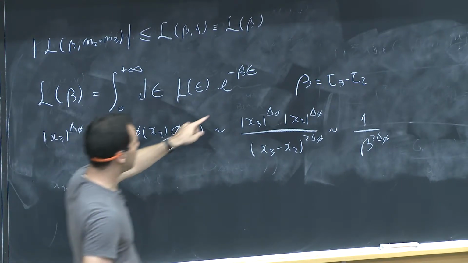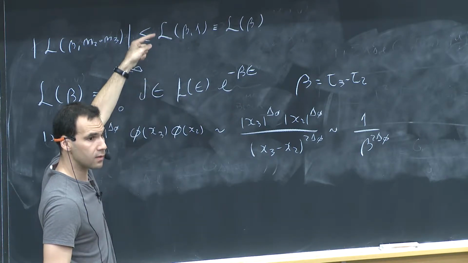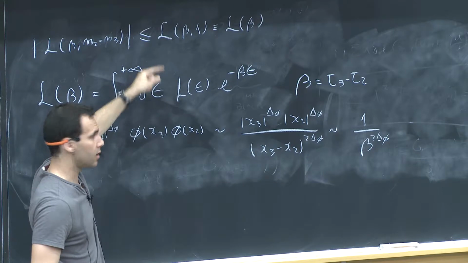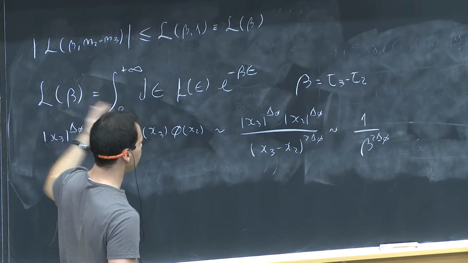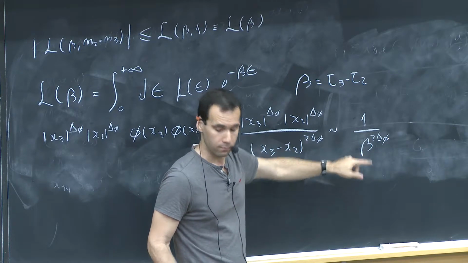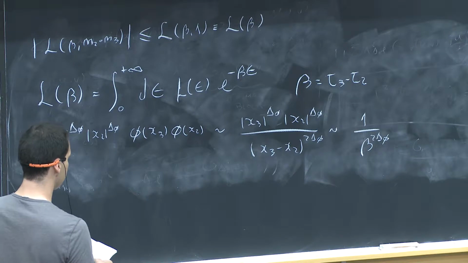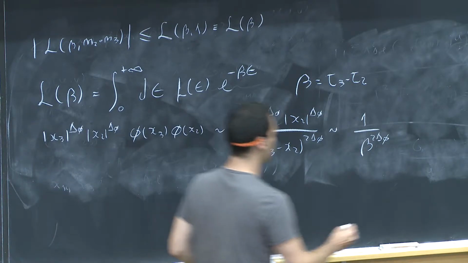So as beta goes to 0, you are receiving contributions from more and more states in this sum. And the contributions have to add up in such a way that you get a power law divergence in beta.